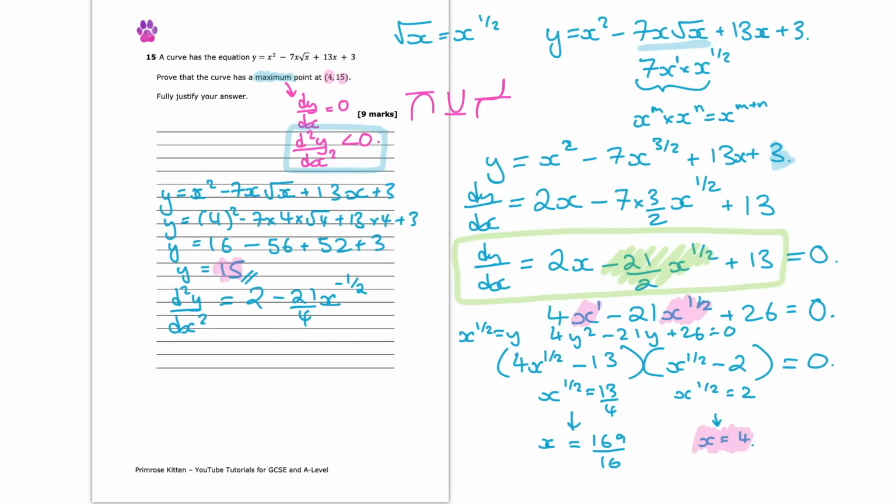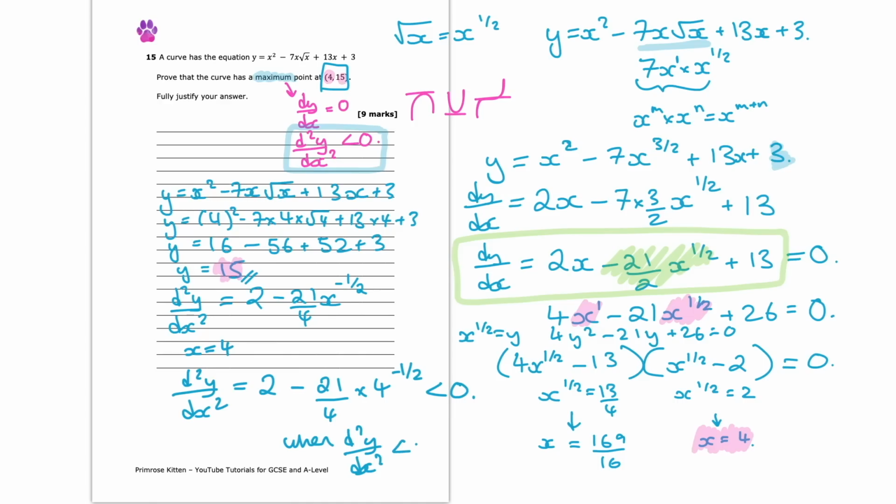So the final thing we need to do is to work out what that value is at that coordinate of 4, 15. So when x equals 4, what does the double differential actually equal? And that's going to be 2 minus 21 over 4 times by 4 to the power of minus a half. And your calculator really there can just do the work. You can rewrite that, but the main thing that we want to conclude there is that that is a negative value. And because that is a negative value, we can make a little statement that when the double differential is negative, we have a maximum. And that is all you need to do in that question there.